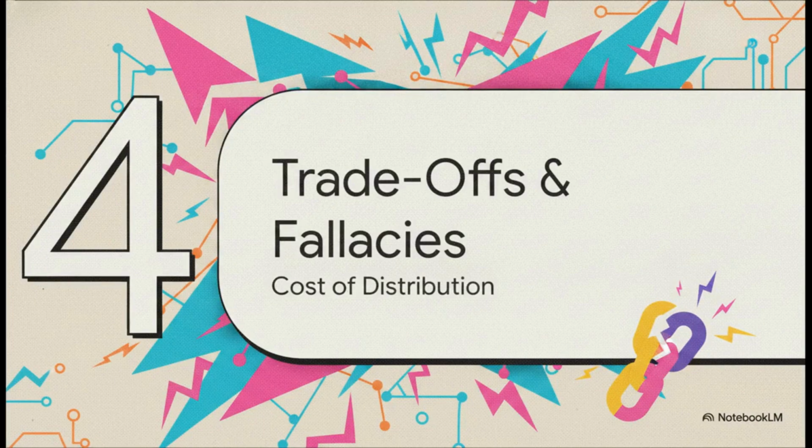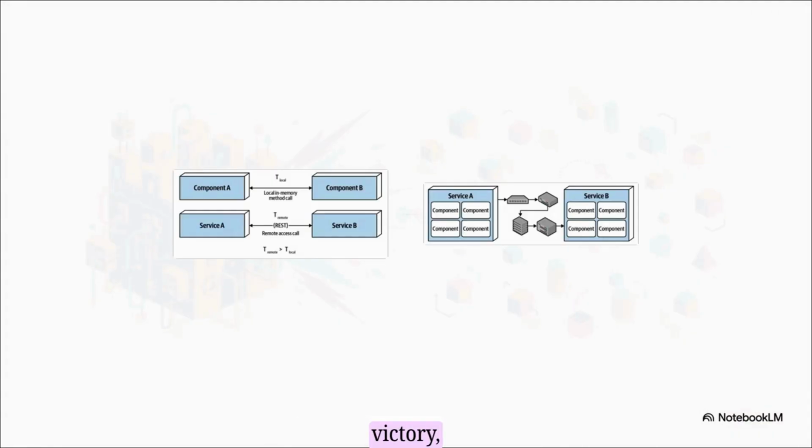Section 4. The trade-offs and fallacies. But hey, before we declare total victory, we have to remember the golden rule of architecture. Every cure is also a curse. Distributing your system completely changes how things communicate. You're trading a blazing fast, instantaneous, local, in-memory call, where everything just talks instantly inside one machine, for remote access calls. Now, your data has to be serialized, fired over a physical wire, bounce through switches and firewalls and servers, and finally get deserialized on the other end.